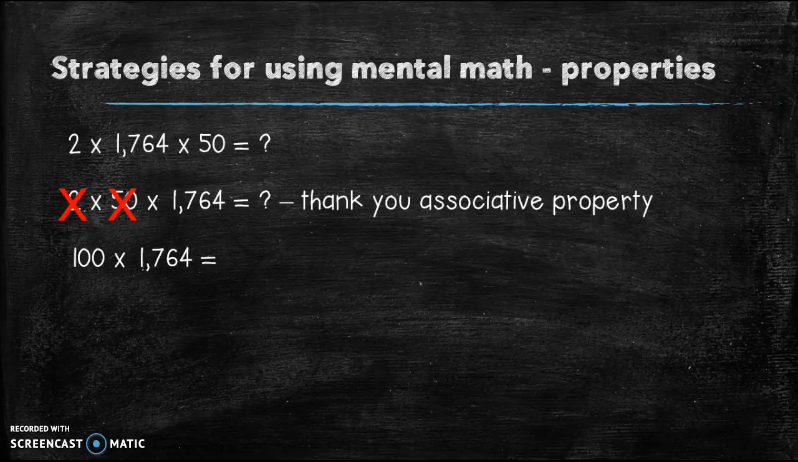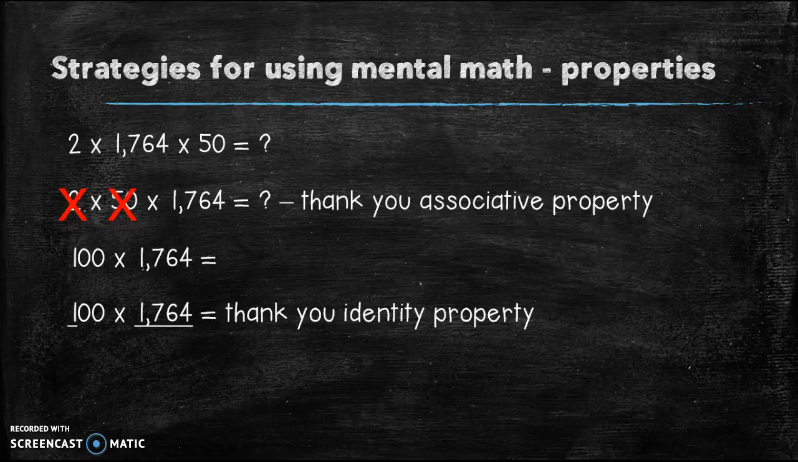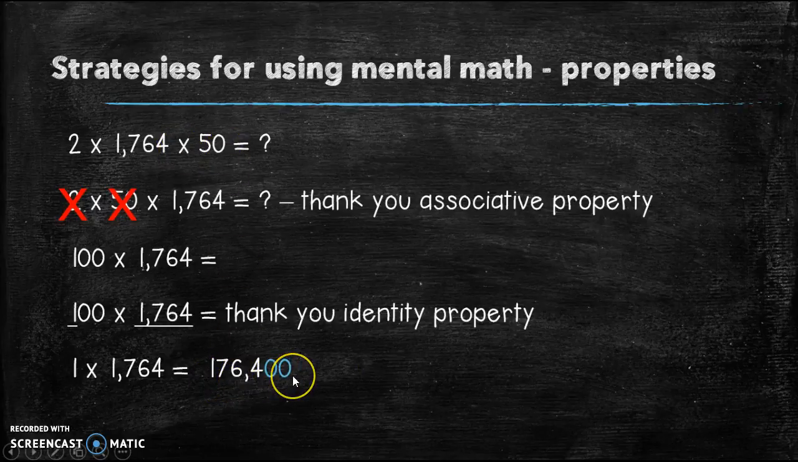Well, considering what we just learned about both the identity property and the strategy using zeros, we're going to go through and underline all of the non-zero digits. So that's 1 and then 1,764. And we know that when we multiply 1 times 1,764, we get 1,764. But here we have to not forget our 2 zeros. So we're just going to put those on the end. So now we know that 2 times 1,764 times 50 equals 176,400.